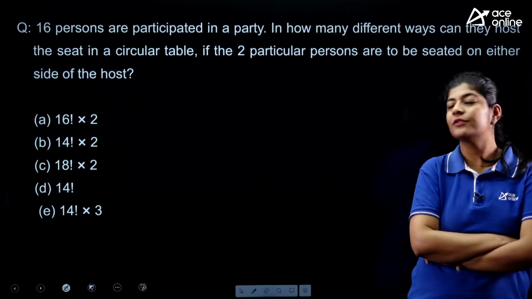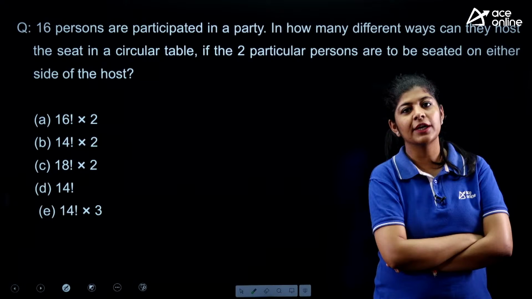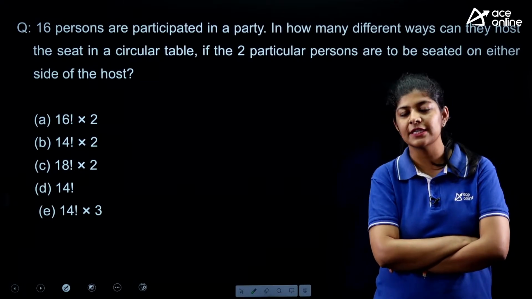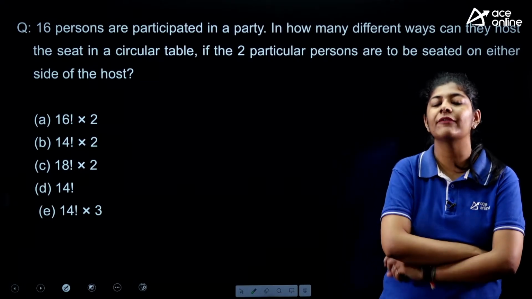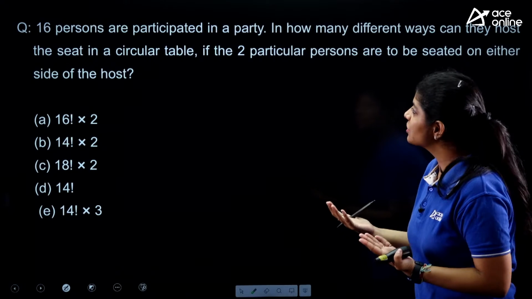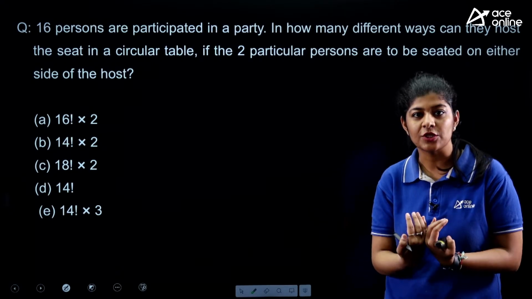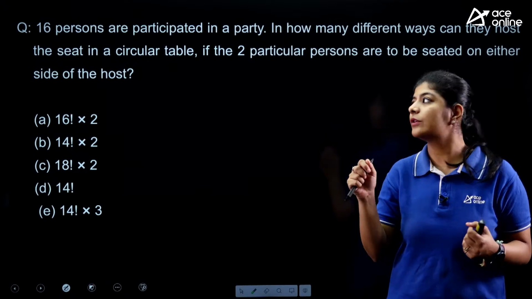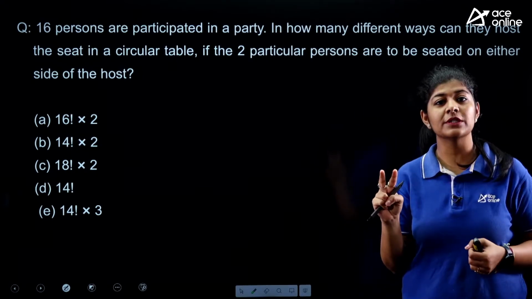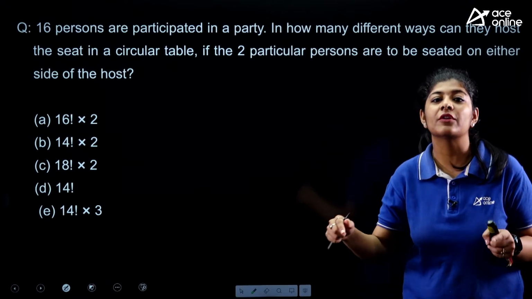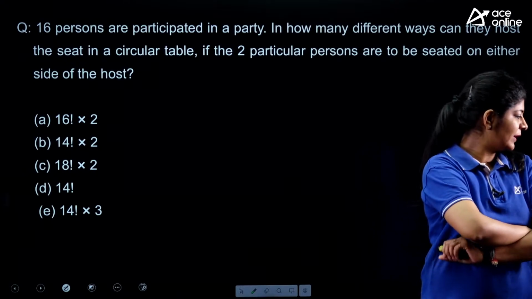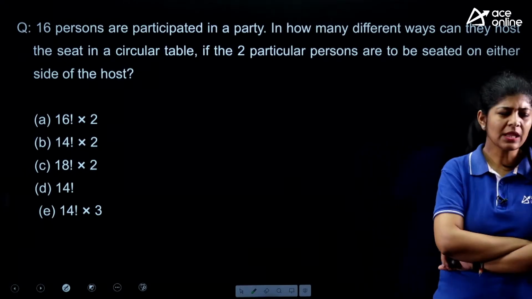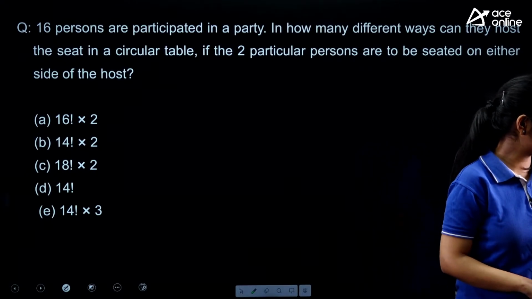Very good, Ganesh. Now try to solve this particular question. Here we have 16 persons, and we have to arrange their seating in a circular arrangement. But there are two persons who are going to sit on either side of the host. So how many ways do we have? Again, this is a very simple one.